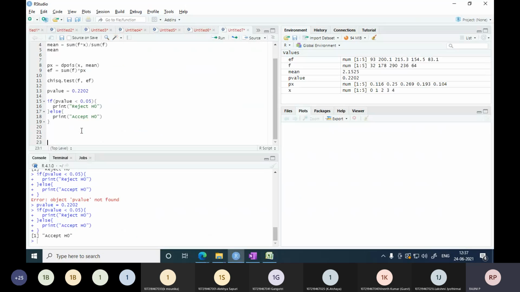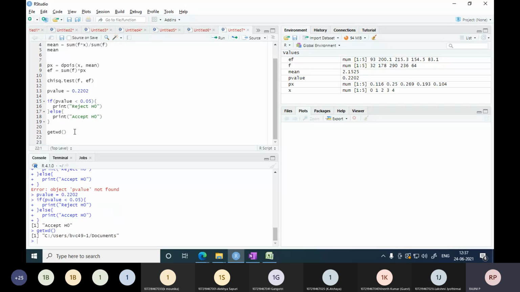Okay. Now, first you just write getwd. That means where we are at present, the path which it is considering for this R programming file. Okay, so check it. It is using C, Users, Documents. The setup path for the program is Documents.